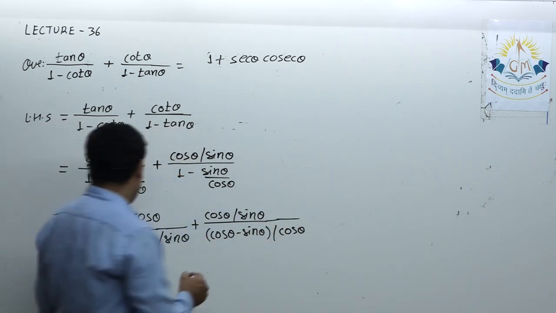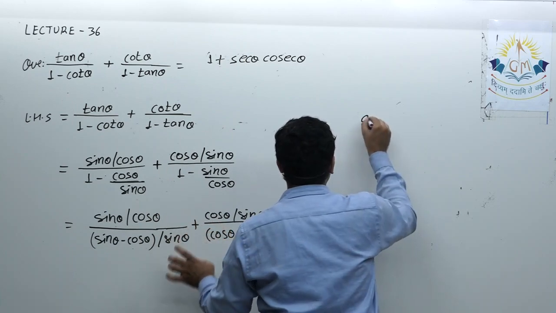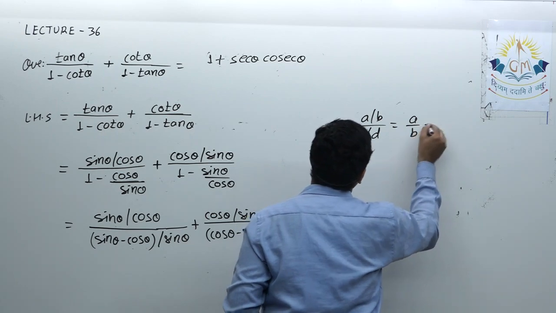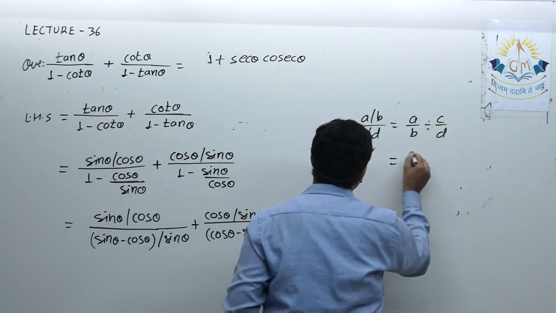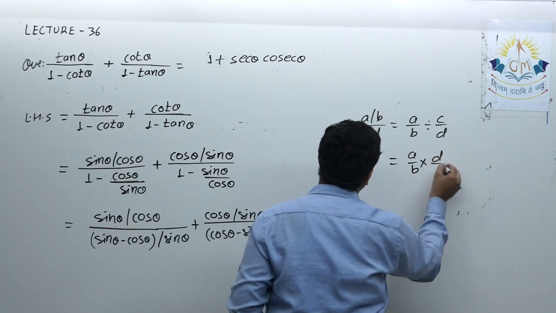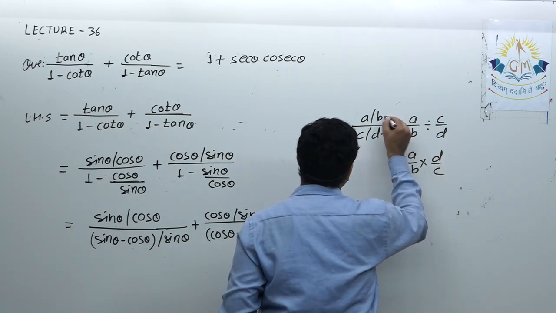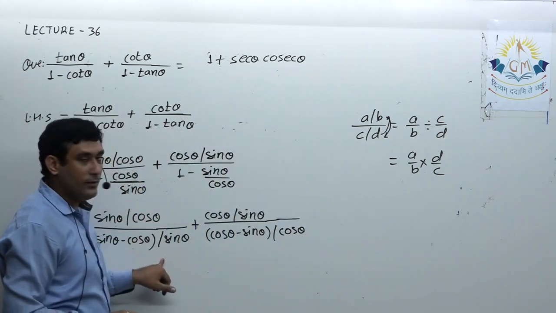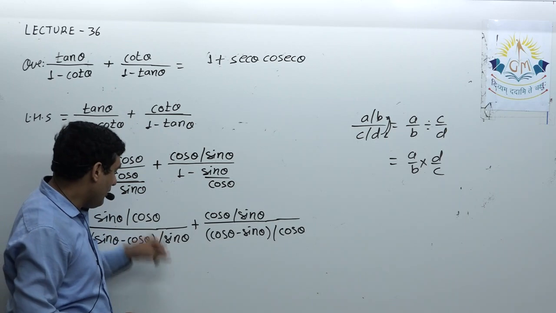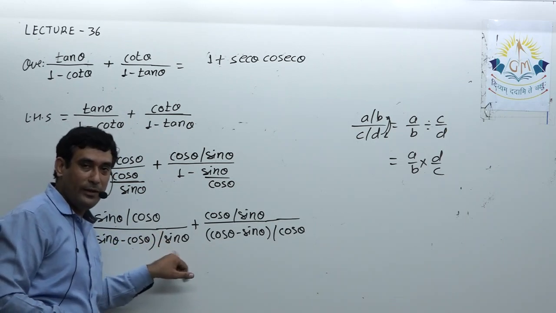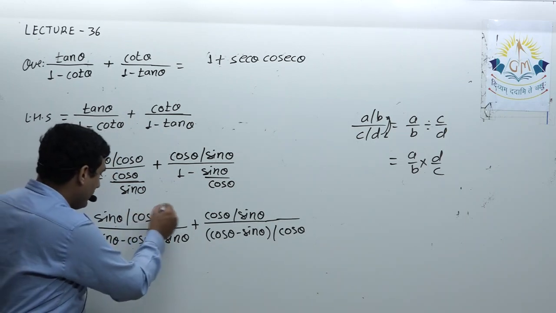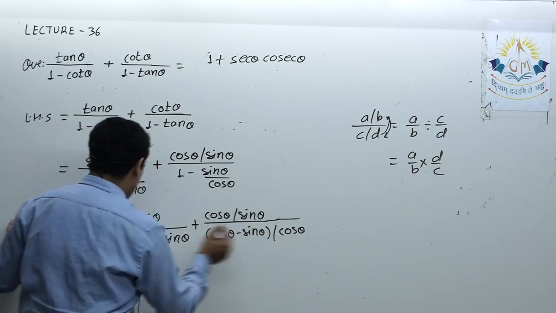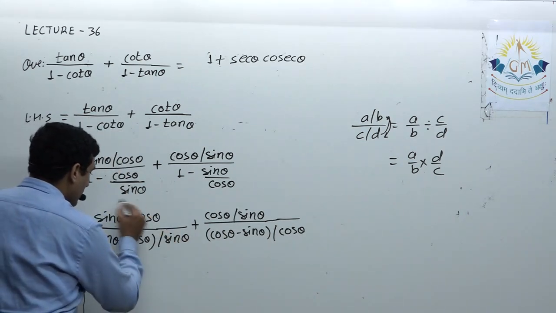Okay, so now here let me explain to you. This is actually A upon B divided by C upon D. That is A upon B multiplied by D upon C. Simply I will interchange these denominators. Denominator of the numerator will come in the main denominator, and the denominator of the denominator will come in the main numerator. Simply this cos theta comes downwards and sin theta comes in the numerator. Similarly over here.